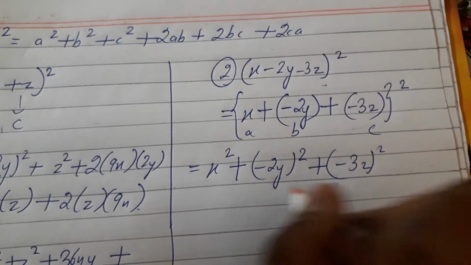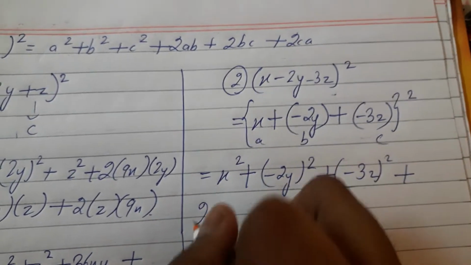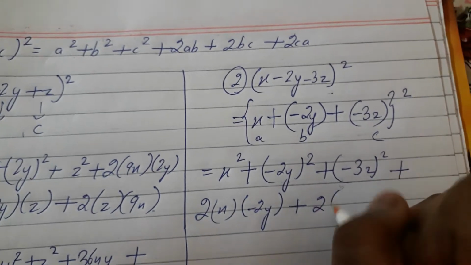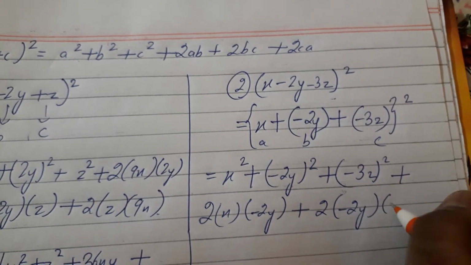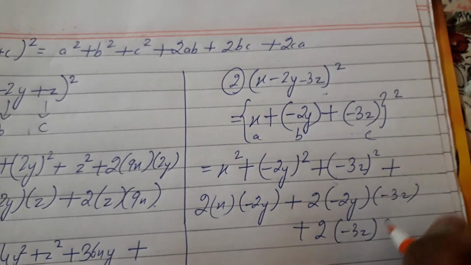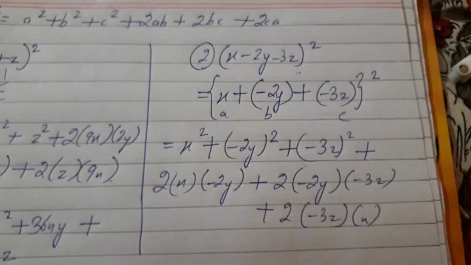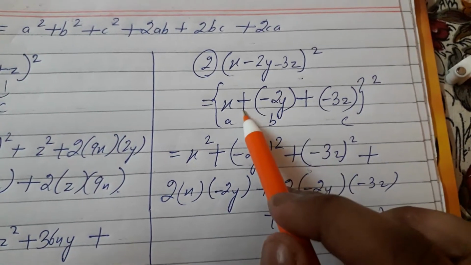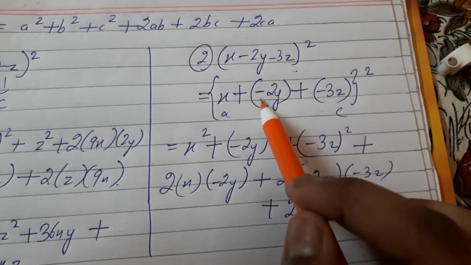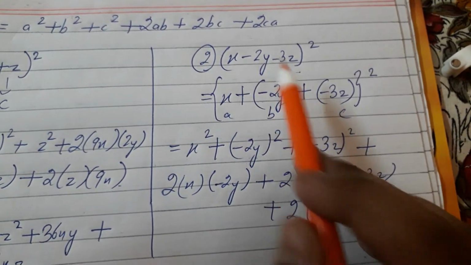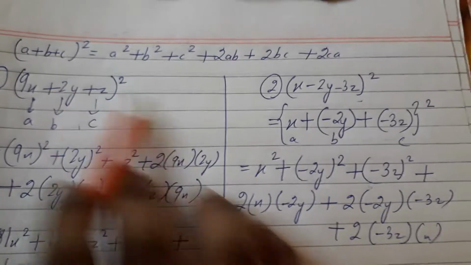So now write a square plus b square plus c square plus 2a into b plus 2b into c plus 2c into a. See, first you have to write here plus, then you have to put minus 2y or any negative number in the bracket, then you can solve it easily.